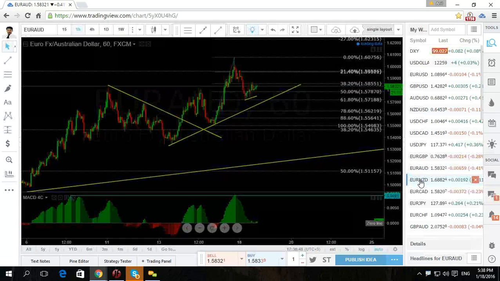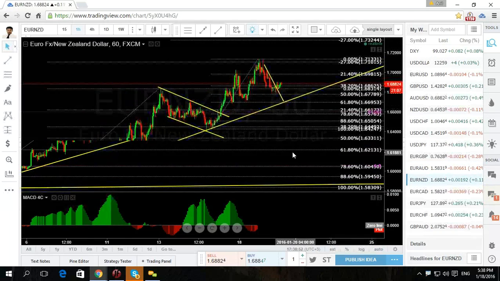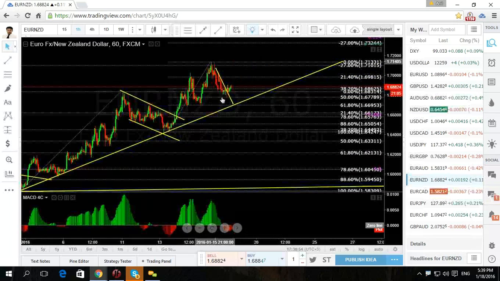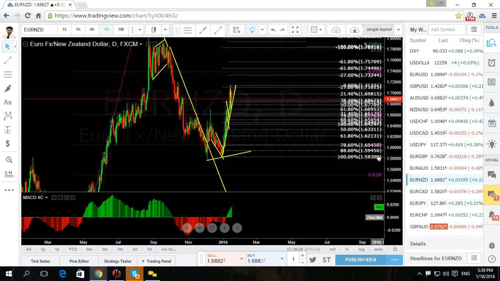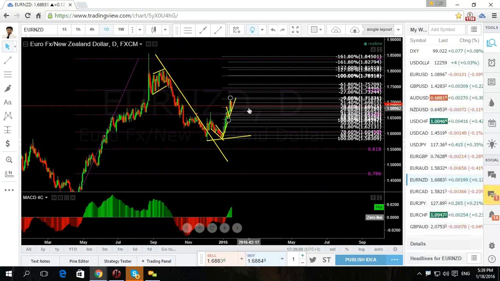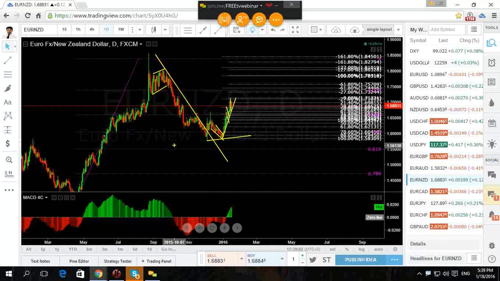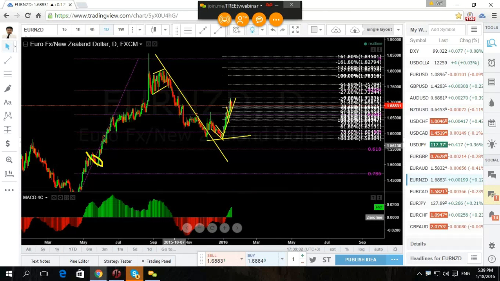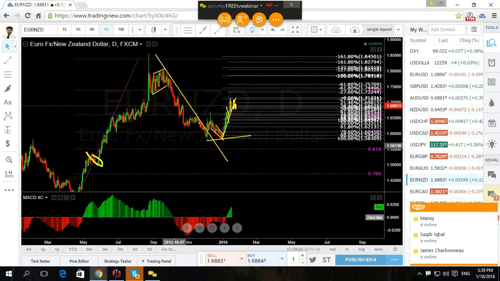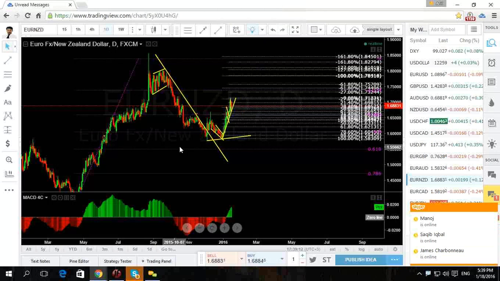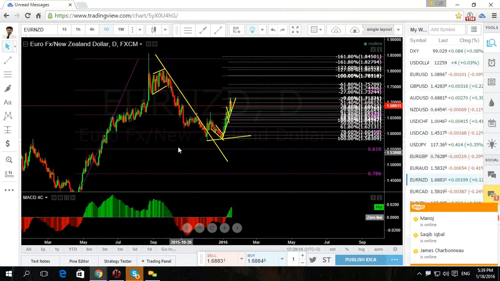Euro New Zealand, similar structure. This one also has divergence here. So what we're looking for is a deeper pullback before they go, right? We're looking at some kind of corrective structure in here, and then we can go. Every time they go, you need a correction. You need a correction in here, and then we will look for continuation, right? If we don't get a correction and they reverse, we're going to be looking for a sell setup, but I don't think they're going to reverse, right?